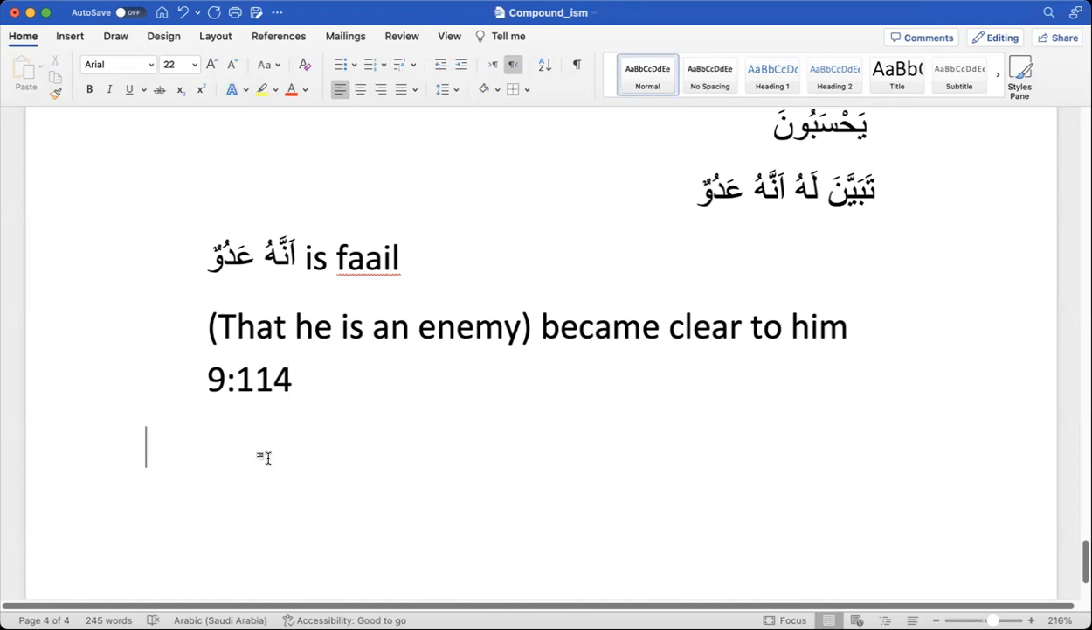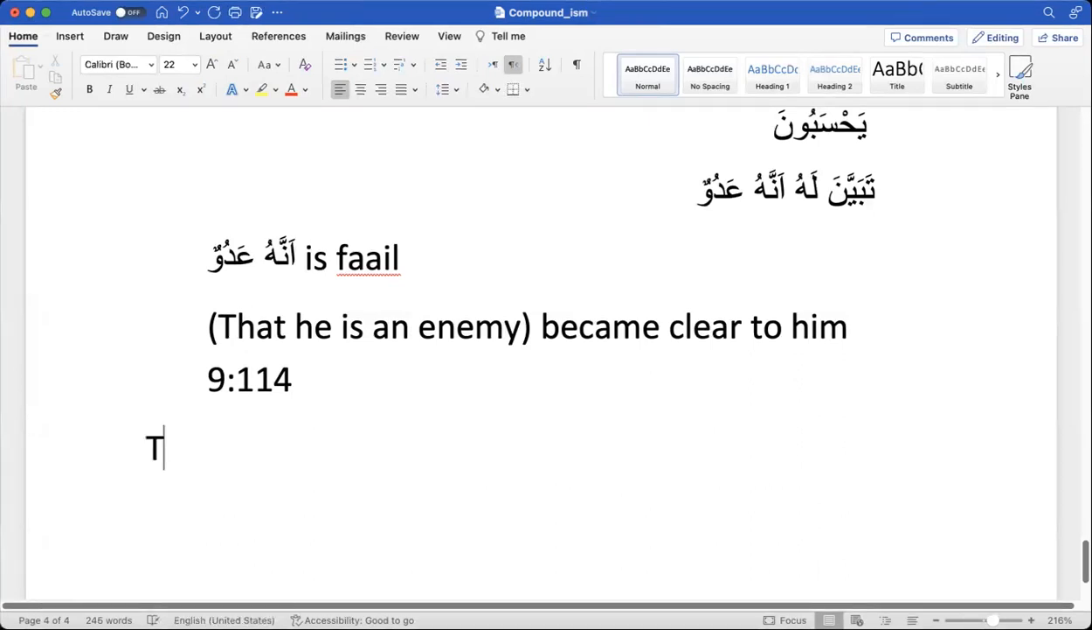Today inshallah, I hope that there's no misunderstanding in the subject which we covered yesterday, as far as these harfs, inna and anna, are concerned. Whenever they come before any jumla, whether it's ismiya or fi'liya, they make it what? Compound ism. The jumla becomes a compound ism. Correct? So I hope it's clear.